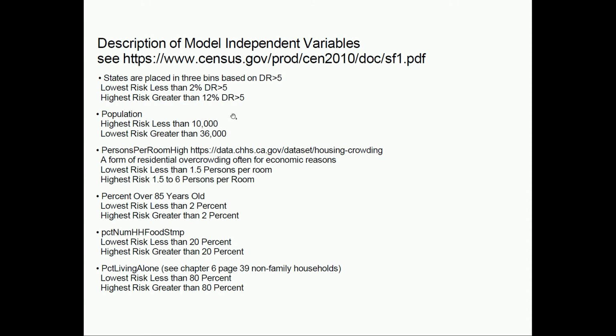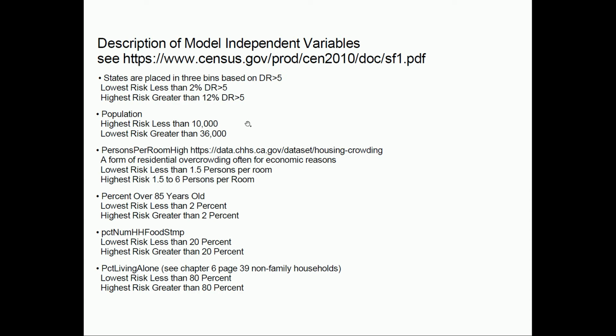The risk was much higher for counties with less than 10,000 population. The lowest risk was counties with greater than 36,000 population. Otherwise, more rural or less dense counties had a higher risk of COVID-19.